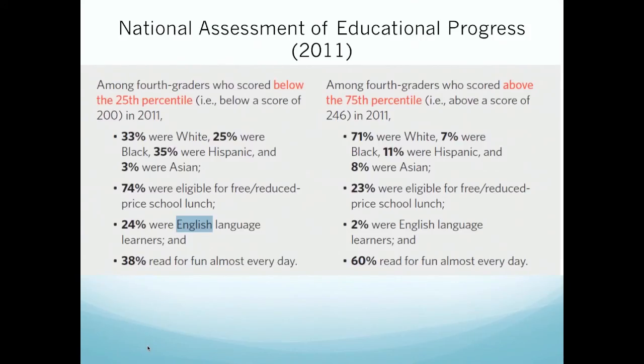Another source of information is the National Assessment of Educational Progress. On the 2011 study, 10% of their sample on the NAEP were English language learners. Of the English language learners, 24% were in the group below the 25th percentile and only 2% above the 75th percentile. So what we're seeing is most of the students who are English language learners being somewhere between the 25th and 75th percentile. So the point is they're not the slowest readers.